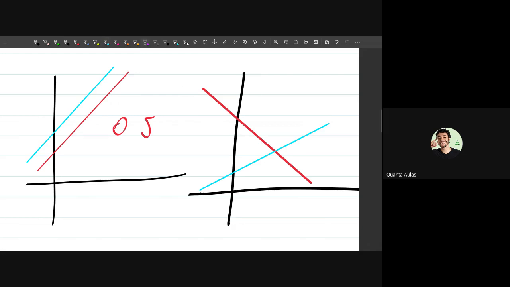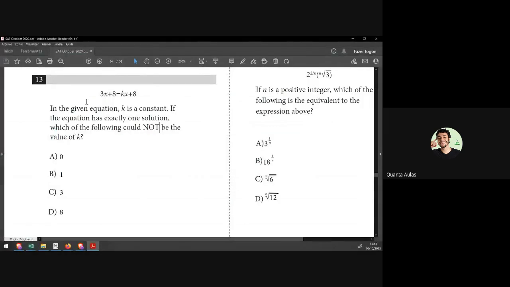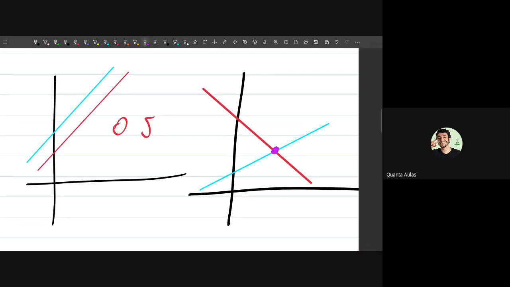This is the solution. This is the solution of the system. The equations in that question are lines. This is a line, this is another line. I am showing this to you in a graph form, okay? So we have one solution here.